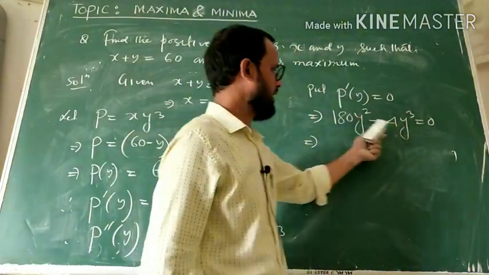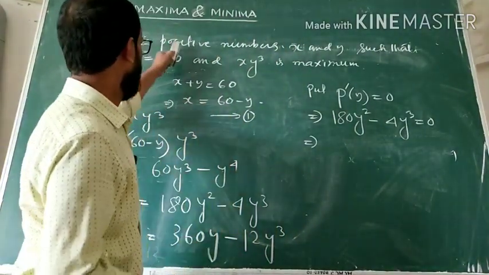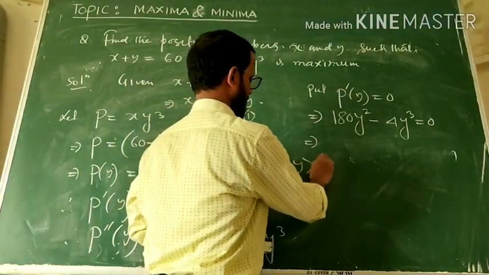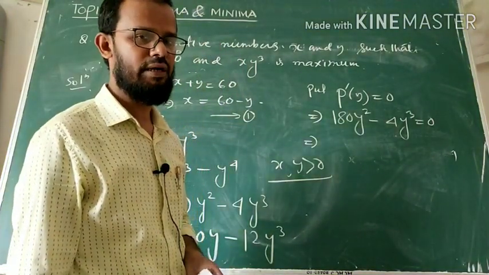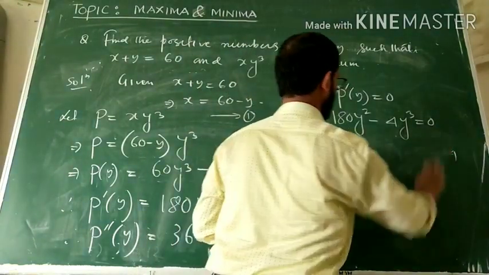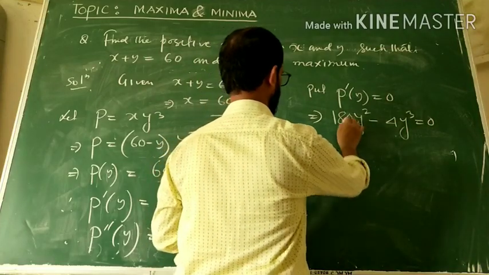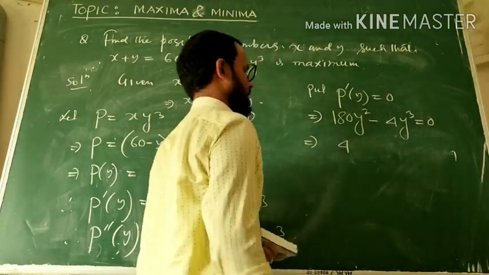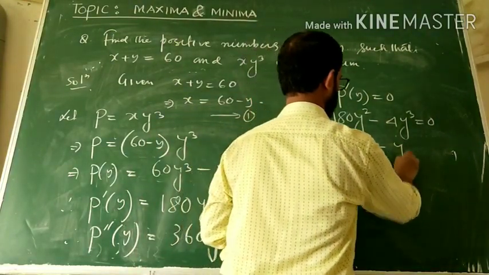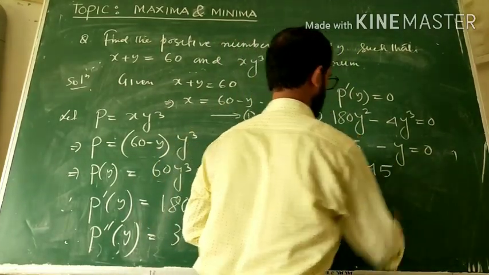Here you see y square can be cancelled. How can it be cancelled? Because you have to find two positive numbers x and y, so x and y are always greater than 0. That means these are non-negative numbers. Non-negative number से divide कर सकते हो. Okay, so if you divide by 4y square, it will be 45 minus y equal to 0. After dividing, you are getting y equal to 45. This is the critical point.